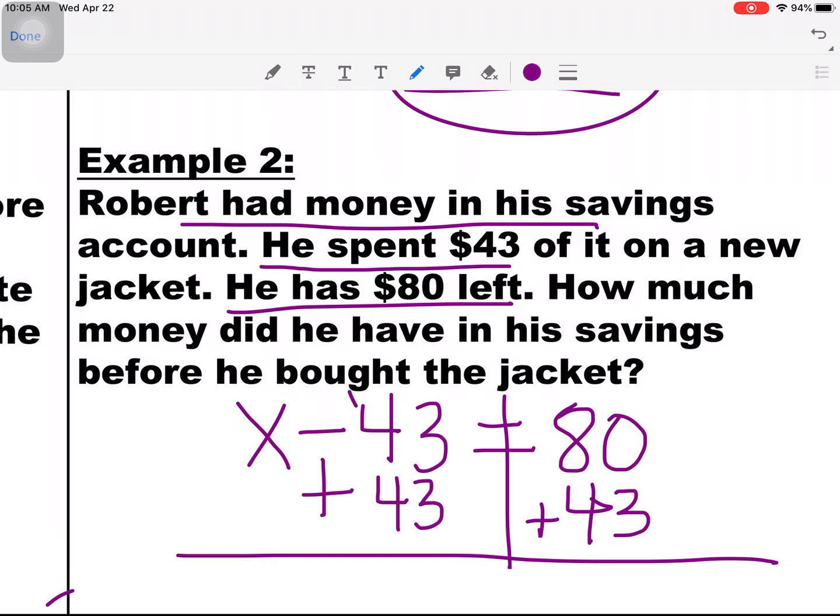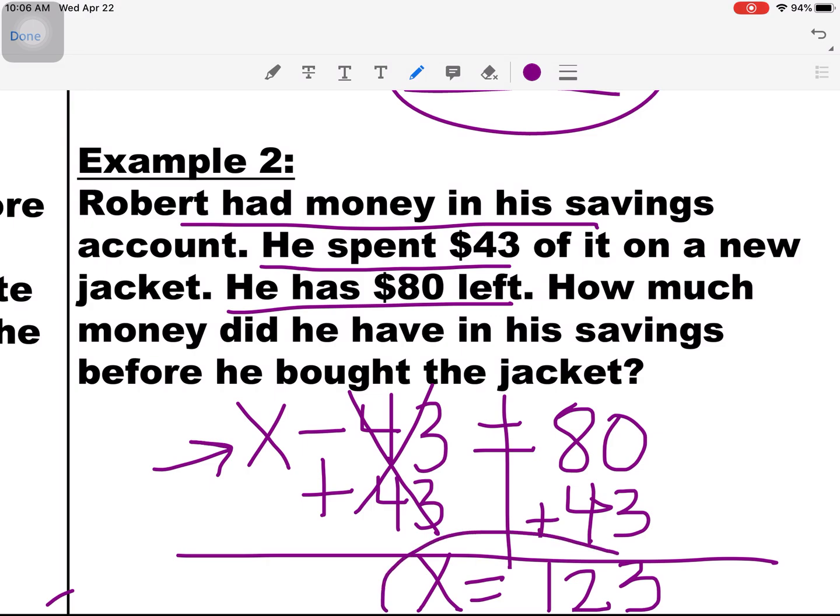Negative 43 plus 43 gives us 0, which leaves x alone, and that's exactly what I want to happen. And I add it, and I get $123. So Robert had $123 in his account. How do I know? Okay, so I substitute 123 for x. I subtract 43, and I'm left with 80. So I know my answer of 123 is correct.